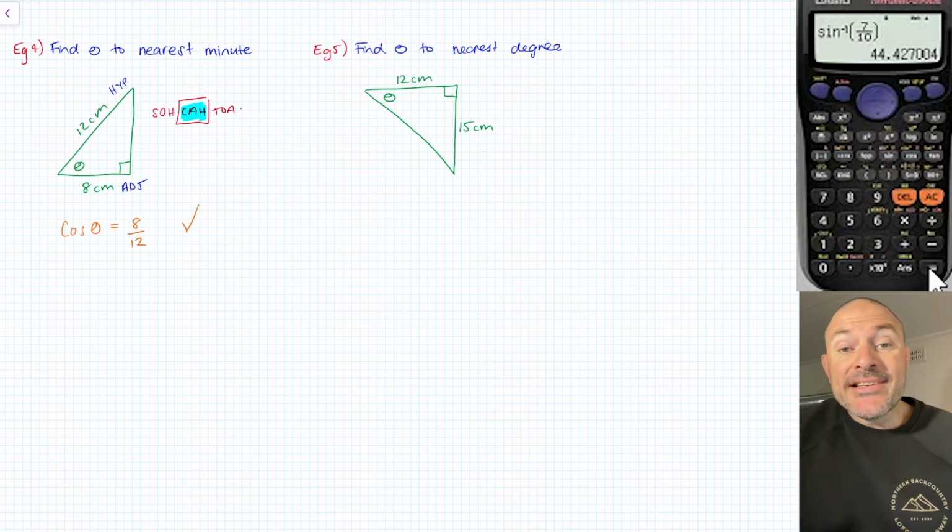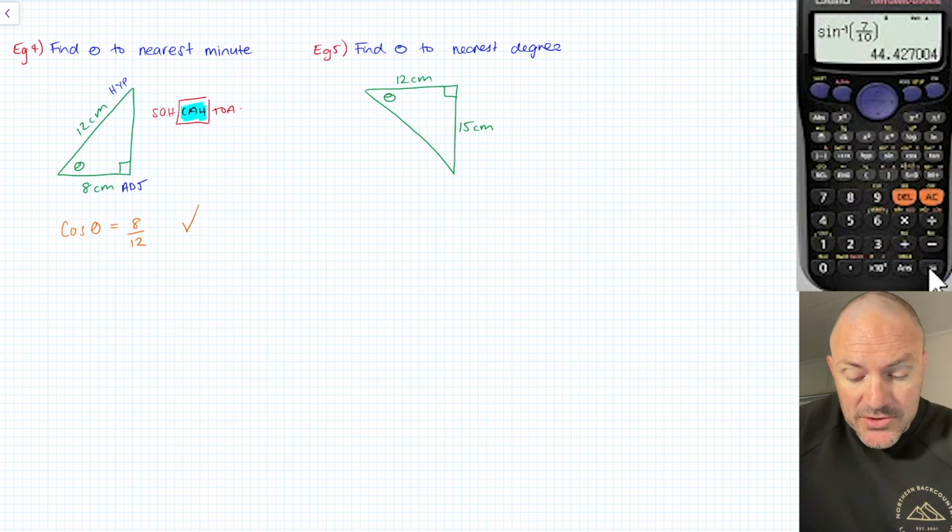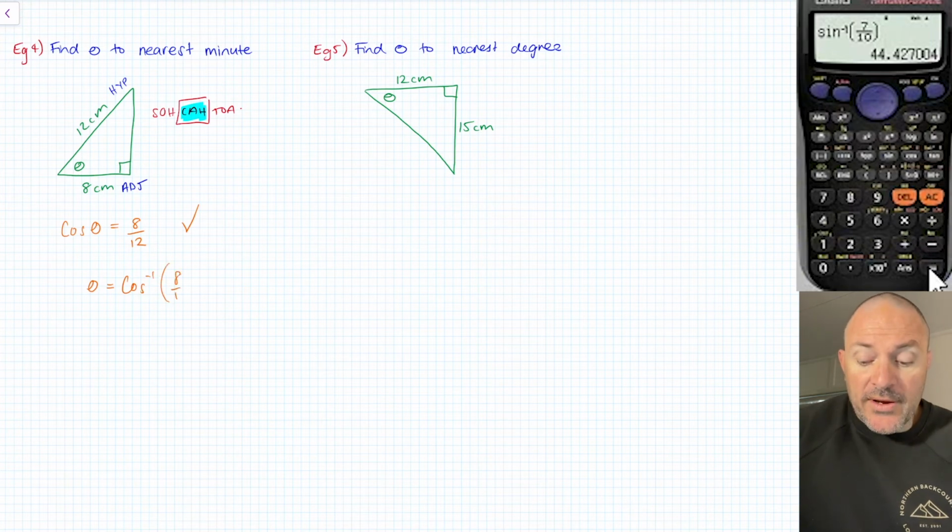I now recognize, hey, I'm finding an angle. We must do cos to the -1 or shift cos. Cos -1, I'm going to write my 8 over my 12 in brackets. Now I can go into my answer.